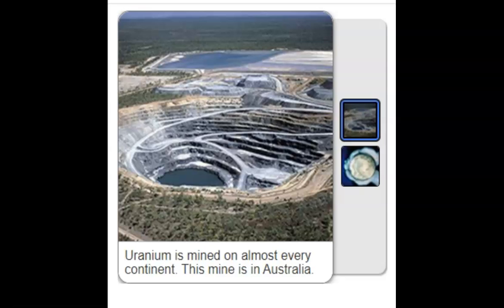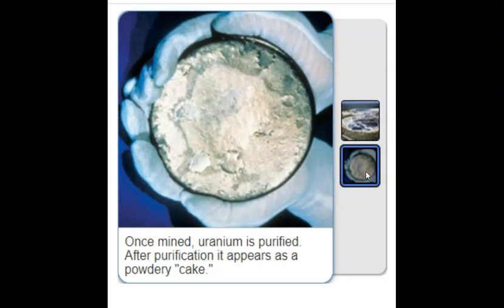Uranium is mined on almost every continent on Earth. This picture is a picture of a mine in Australia. And once mined, uranium is purified, and after purification it appears as a powdery cake.